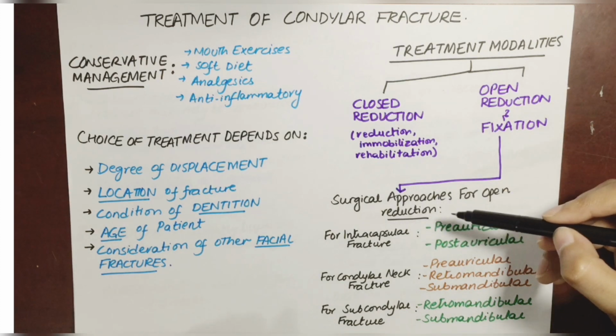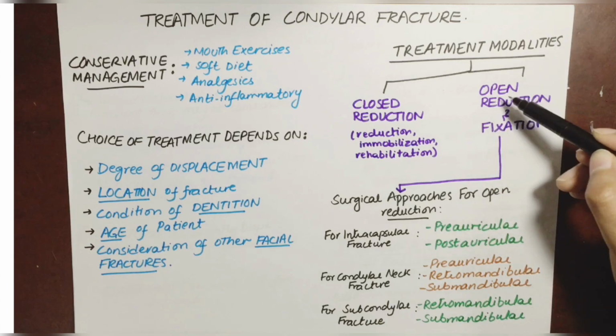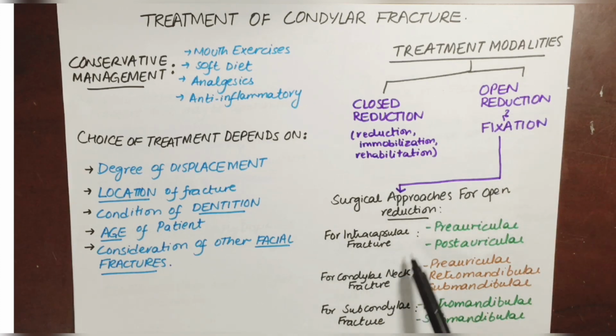Now, surgical approaches that are used in open reduction are: if there is intracapsular fracture, then preauricular or postauricular approach is used. If there is fracture of the condylar neck, then preauricular, retromandibular, and submandibular approach is used. If there is subcondylar fracture, then a retromandibular or submandibular approach is used.